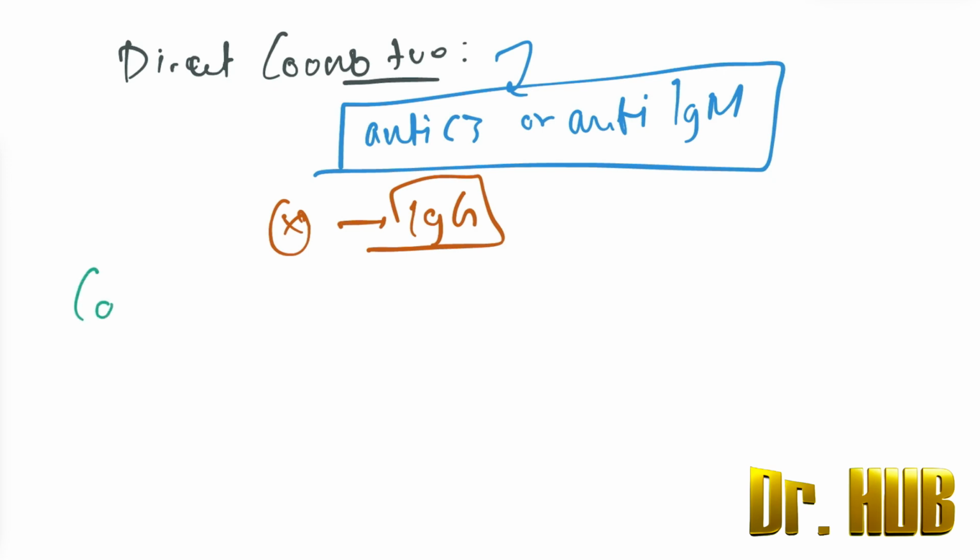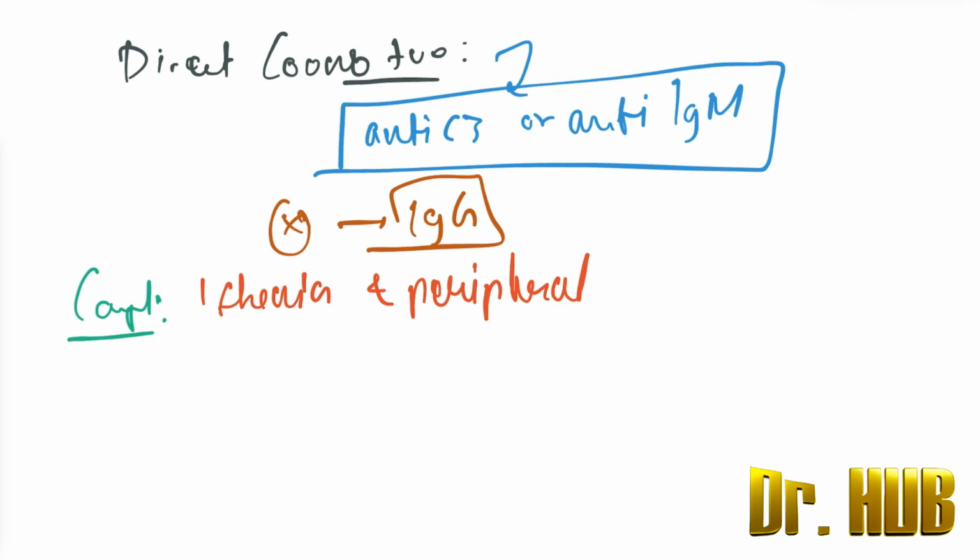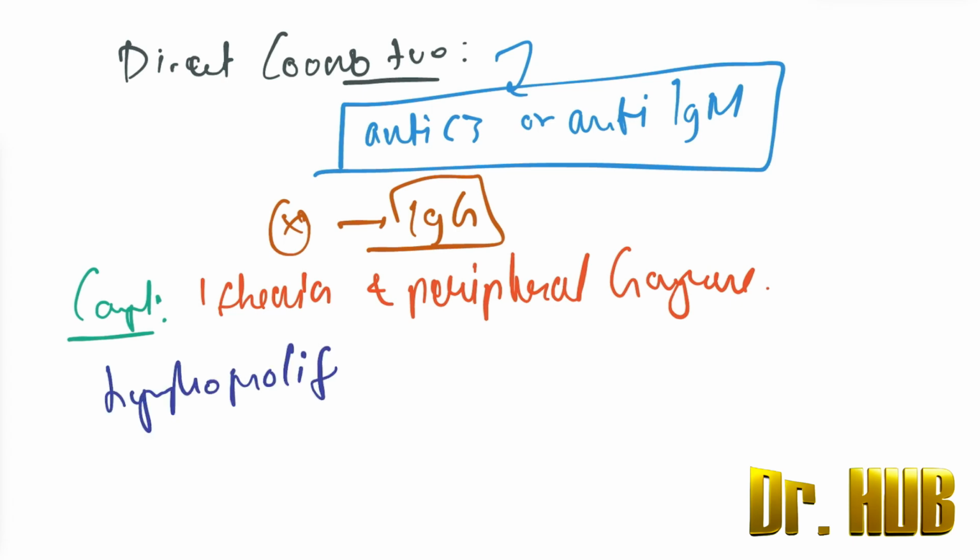Next let's look at the complications of the cold agglutinin AIHA. This involves ischemia, as well as peripheral gangrene. Then comes lymphoproliferative disorders.